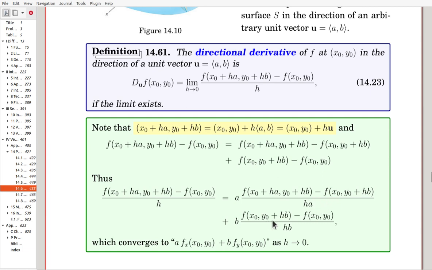Now look at this one, x0 the same. This one is a perturbation in the y direction, h b. So divided by h b, and once the limit exists as h approaches 0, then that must be the y directional derivative. So here, these two terms will converge to a f sub x plus b f sub y. Here a and b.